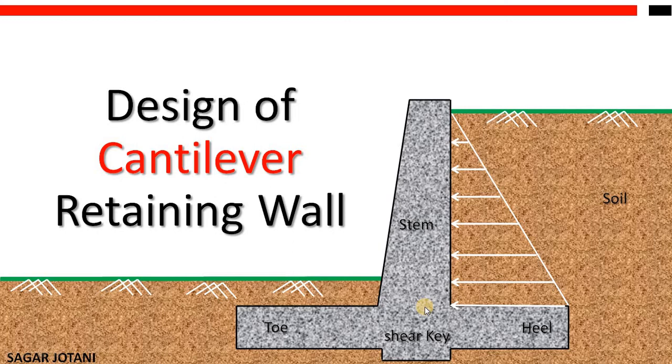So in this session we will learn some theory as well as the design steps for the cantilever retaining wall, as well as the failures that occur in the retaining wall. Here you can see the retaining wall, which is the first type, known as the cantilever retaining wall. There is also the counterfort retaining wall. In this session we will learn about the cantilever retaining wall.